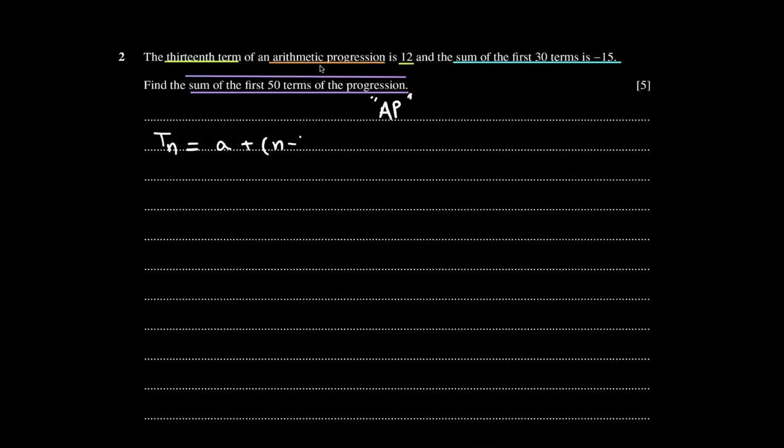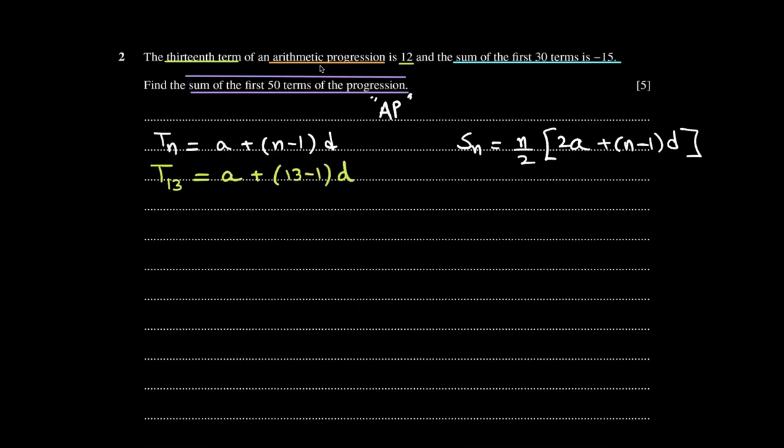Now let's first use the information for the 13th term. T13 is a plus (13 minus 1) d, which is a plus 12d. And this 13th term value is 12. So 12 equals a plus 12d. That is the first equation that we obtain.